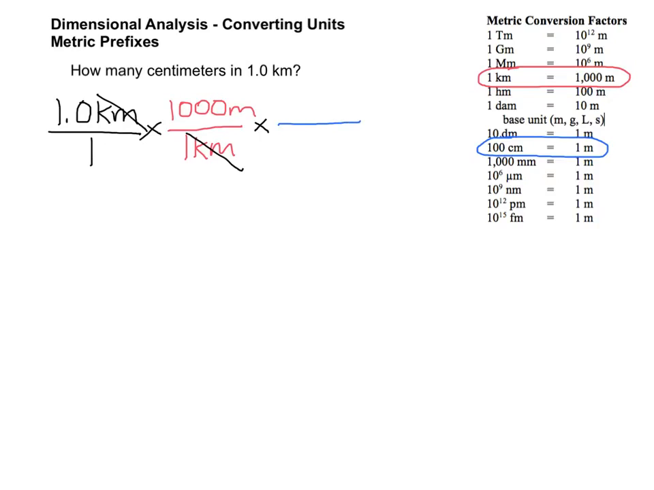In this step, we need to cancel meters. So when we look at our conversion factor, we decide that we're going to place the 1 meter in the denominator and 100 centimeters in the numerator. And in that way, the unit of meters will cancel. So at this point, we're left with a unit of centimeters, and that's what the problem is asking. So now all we have to do is solve it.